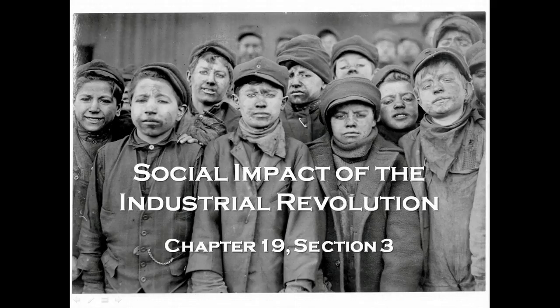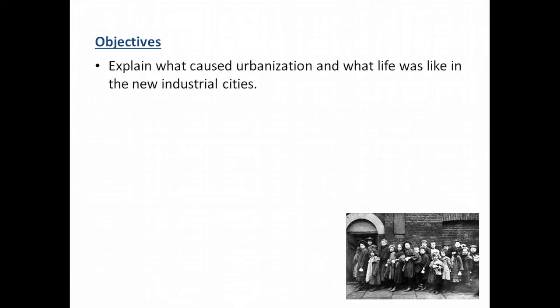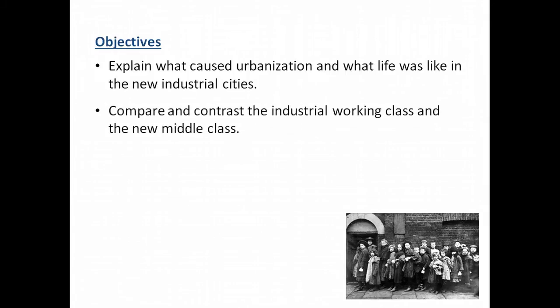All right, let's talk about the next section, chapter 19, section 3, the social impact of the Industrial Revolution. Our objectives for this section: explain what caused urbanization and what life was like in these new industrial cities. Not always good. Compare and contrast the industrial working class with the new middle class. Certainly differences in resources, differences in lifestyle.